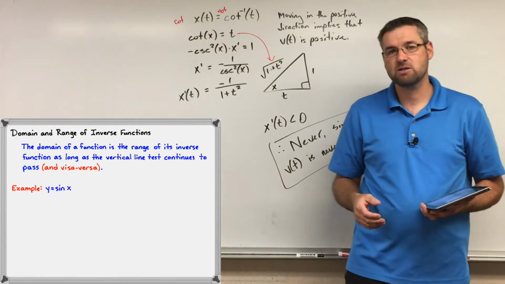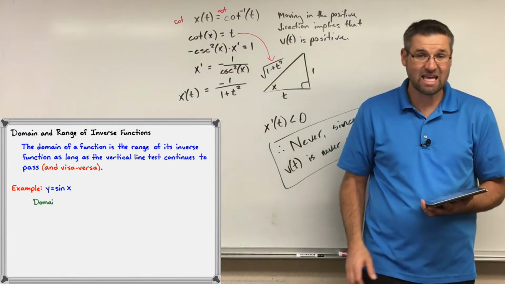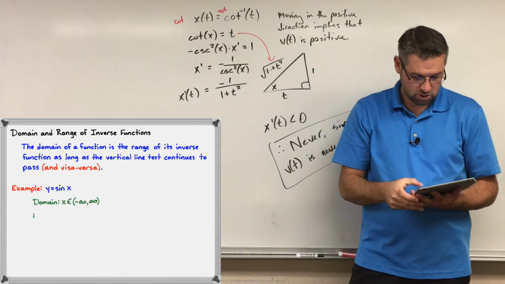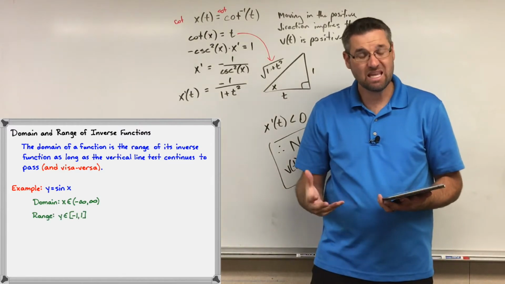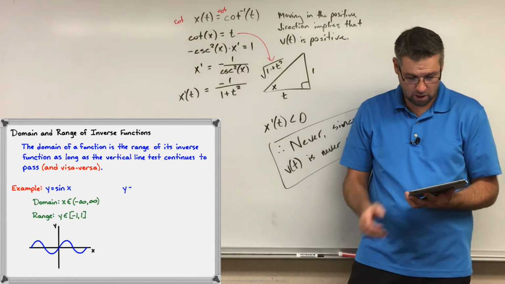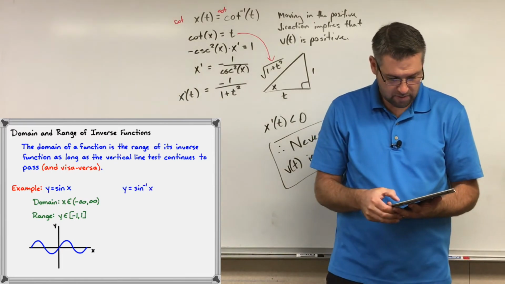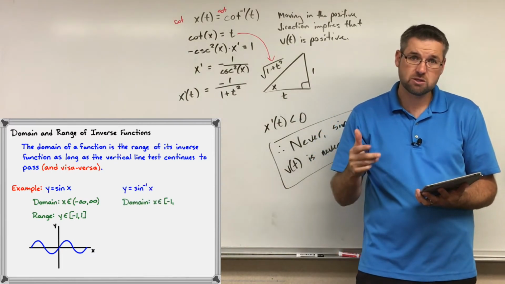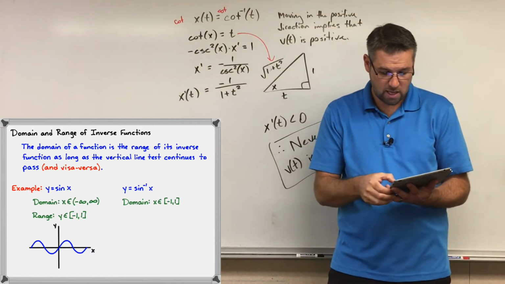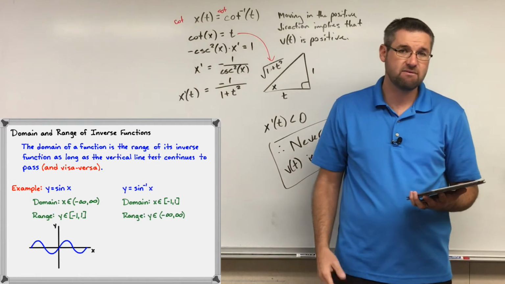Y equals sine of x. Well, the domain of sine of x is negative infinity to infinity, and the range is from -1 to 1. Well, if I want the inverse of that, the inverse would just be the arc sine of x. The domain and the range switch. So we would say that the domain is from -1 to 1, and the range is from negative infinity to infinity.